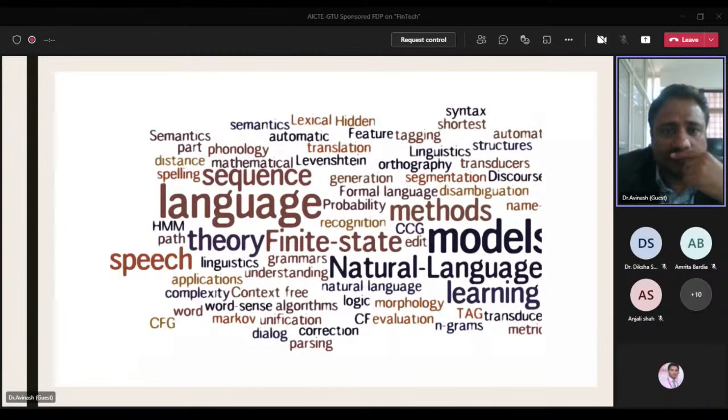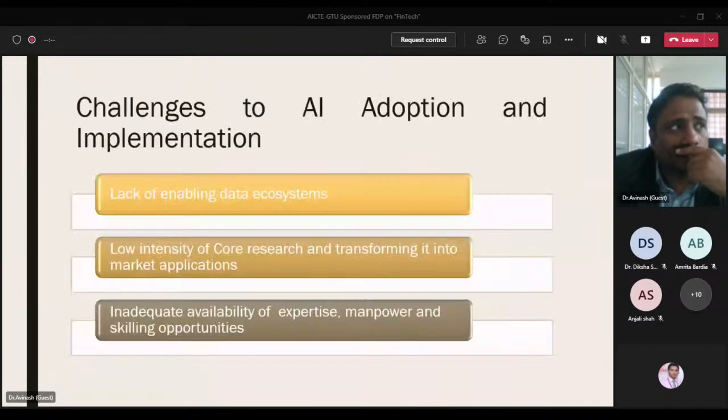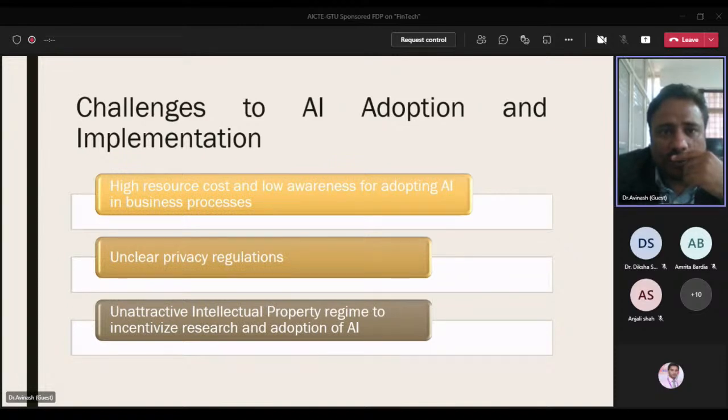These are the challenges in adoption and implementation of AI: lack of enabling data ecosystems, and low intensity of core research and transforming it into market applications. Inadequate availability of expertise, manpower, and skilling opportunity is also one of the challenges to AI. Then high resource cost and low awareness for adopting AI in business processes, an unattractive intellectual property regime, and inadequate incentives for research and adoption of AI.